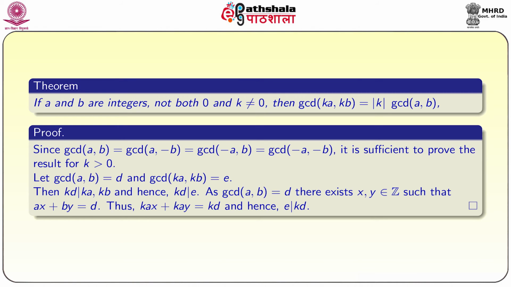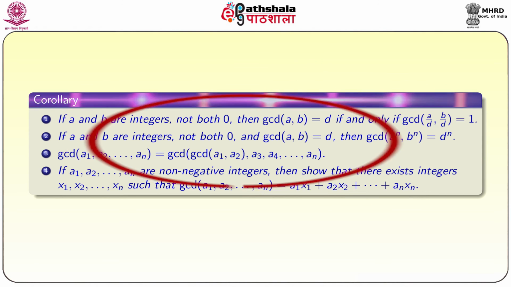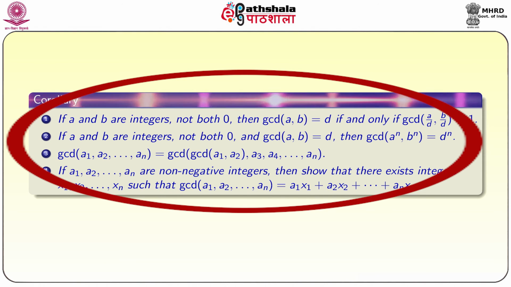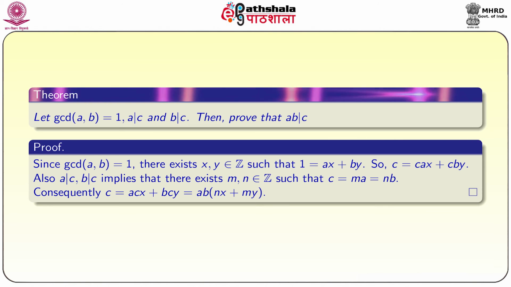Now with this we will go to the next result. There are many other results like this, and we invite you to try to solve all these problems. These are our corollaries to Bézout's identity. Now we will prove the next result: if gcd(a, b) equal to 1 and a divides c, b divides c, then ab divides c. This is a very important result.